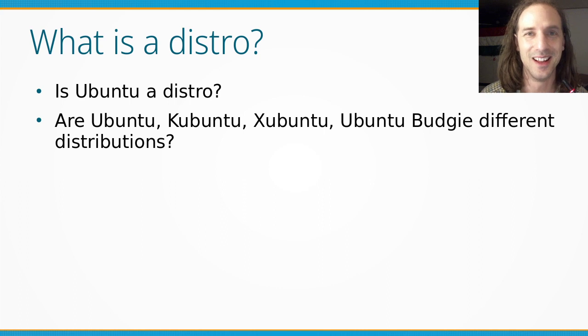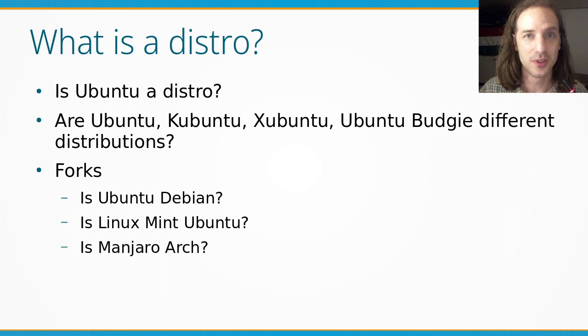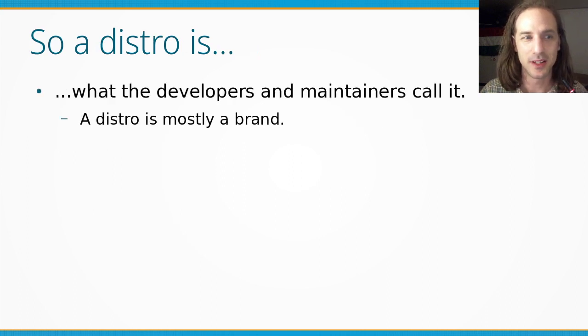Are these all different distributions, or are these just one distribution with just a little modification? What about forks? Is Ubuntu Debian? Is Linux Mint Ubuntu? Or is Manjaro Arch Linux? So how can we basically make these distinctions? I think basically a distribution is whatever the developers and the maintainers call it. A distro is mostly just a brand.